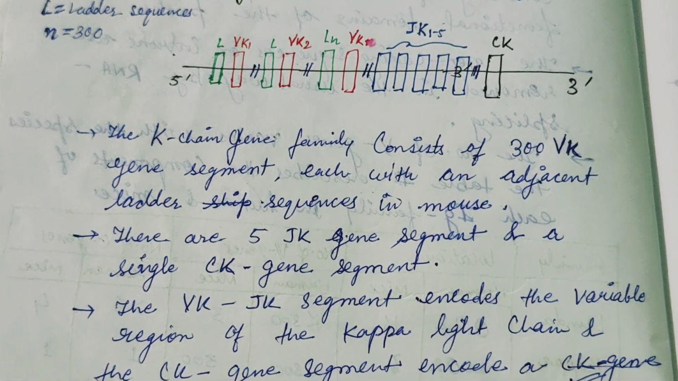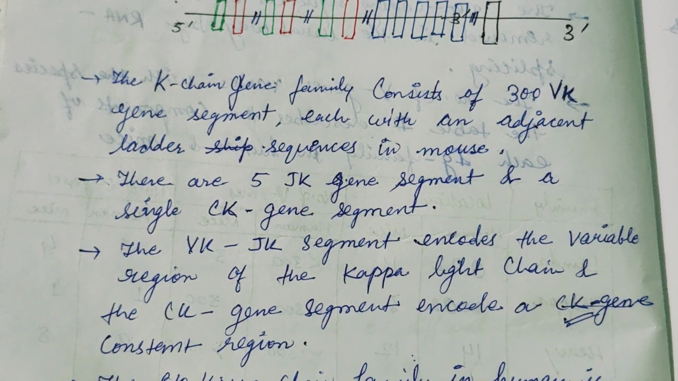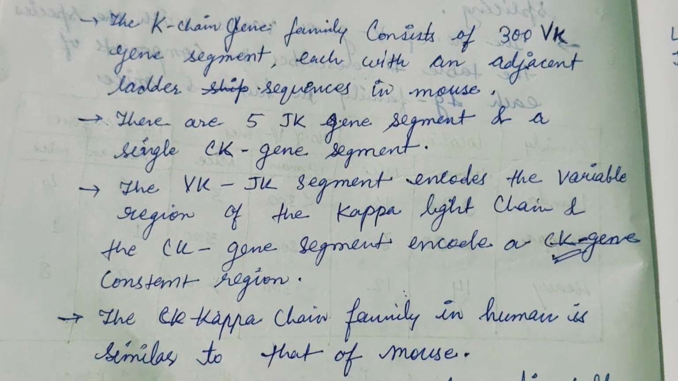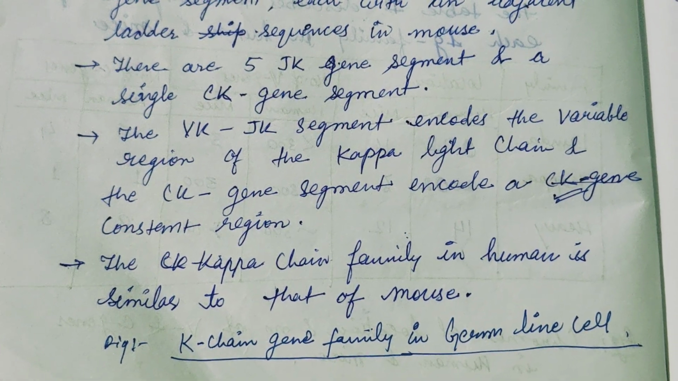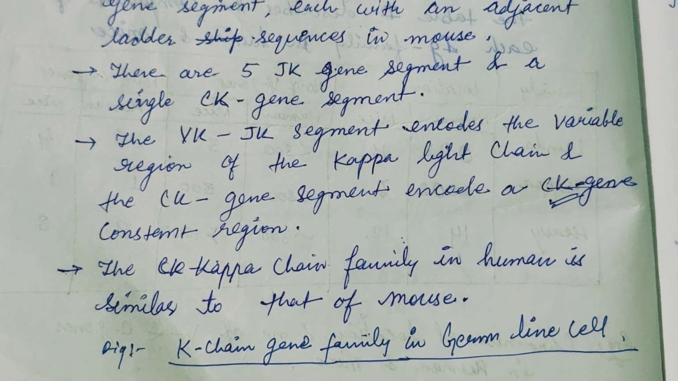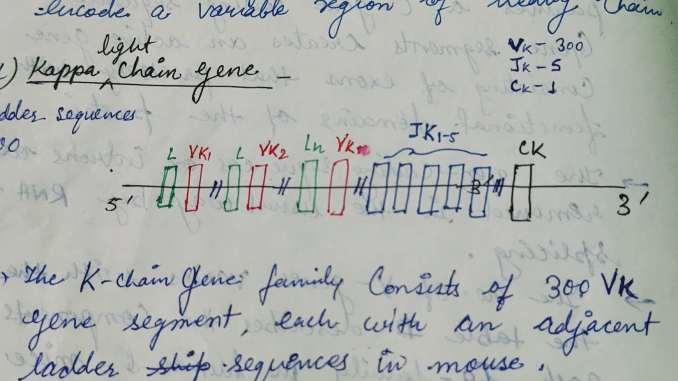The kappa chain gene family consists of 300 V kappa gene segments, each with adjacent leader sequences in mouse. So the kappa chain family in human is similar to that of the mouse. So the figure describes the kappa chain gene family in germline cells. So here is the figure.